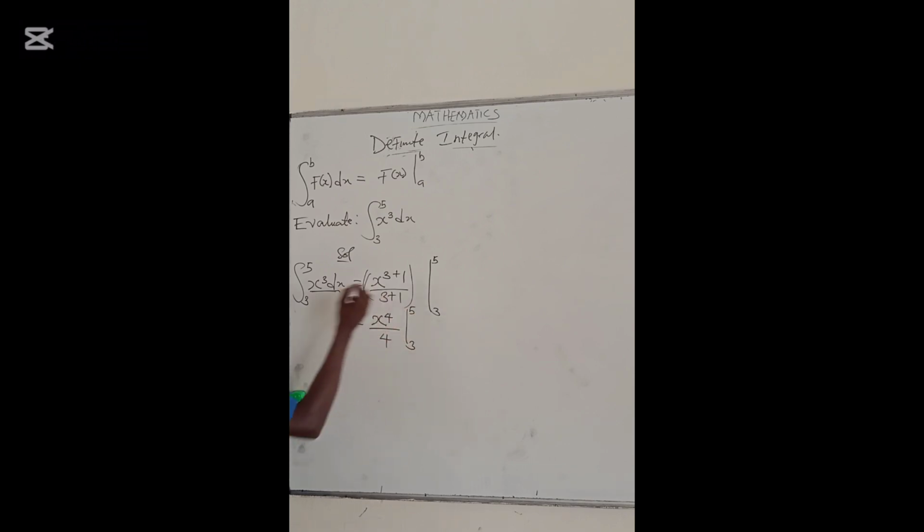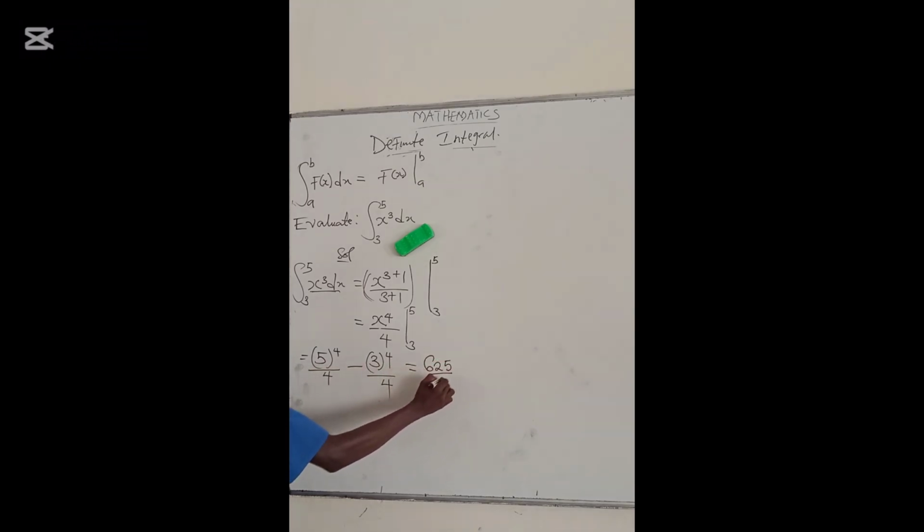This simply means that whenever you see s, it's going to represent 5, and then 3. So you take the difference of the two. So this simply means 5 raised to power 4 over 4 minus 3 raised to power 4 over 4. Which is equal to 5 raised to power 4, you have 625 over 4, minus 3 raised to power 4, which is 81 over 4.